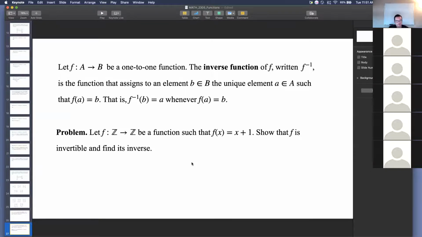So let's look at this problem here. Suppose we have a function f from the integers to the integers, defined by f of x equals x plus 1. Show that f is invertible and find its inverse. Now, in order to find the inverse, it needs to be invertible. So is that function invertible? Or in order to find an inverse, it needs to be an injective function, right? So a one-to-one function. So previously, we showed that f of x equals x plus 2 was an injective function, and this is just a different constant of 1. So this is injective, so it satisfies being one-to-one. So we can now try to find this inverse of f.